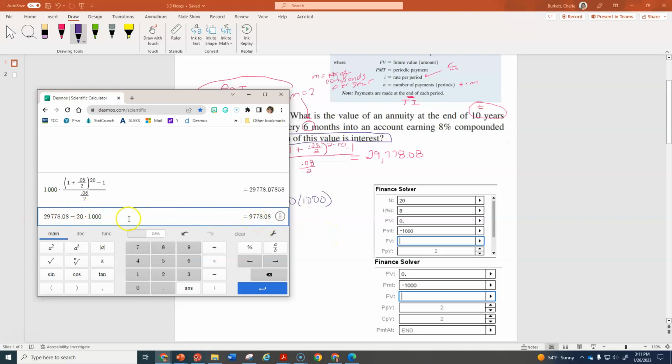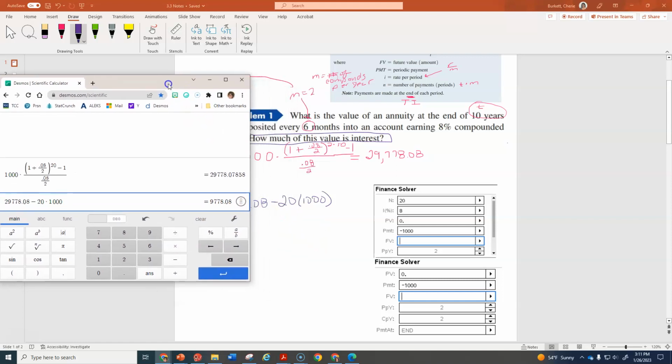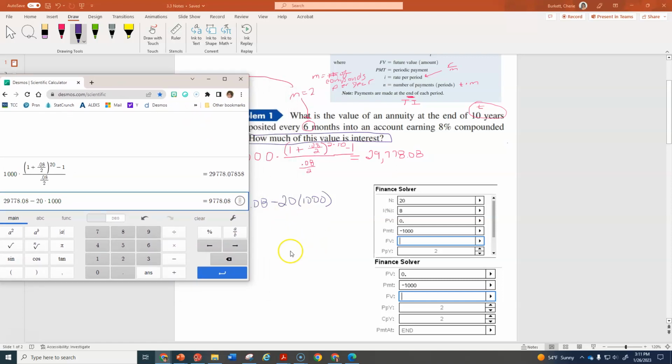Just what did it cost us? It cost us not being able to spend that money that we were saving. So that's what it cost us. We didn't have to work for it, but we did have our money tied up. So the cost for that $9,778 was just not being able to use our money for that amount of time.